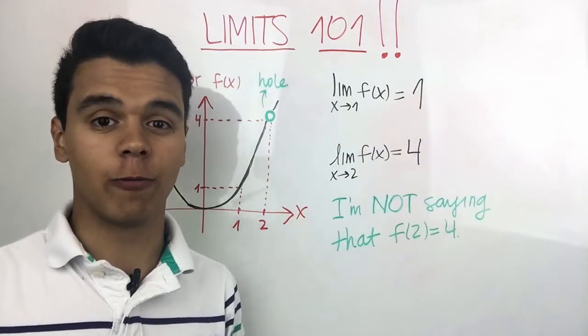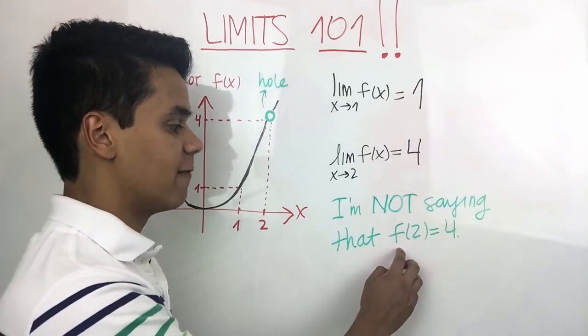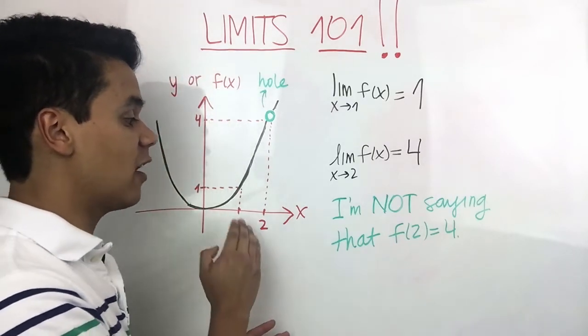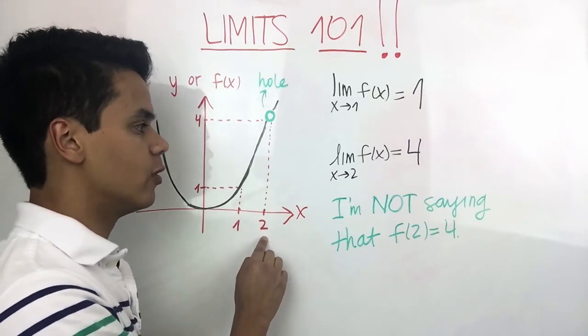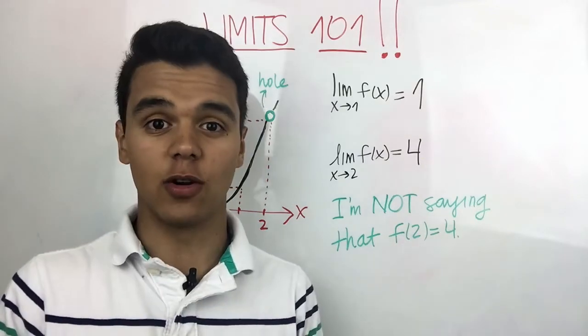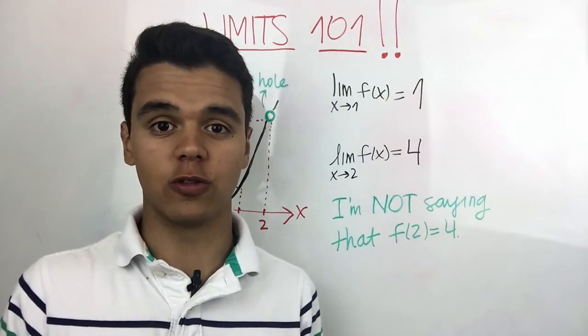However, be careful with what I'm saying. I'm not saying that the function at 2 is equal to 4. I am saying that as x gets closer to 2, the y values are going to get closer to 4, because I want you to know the difference between those two statements.